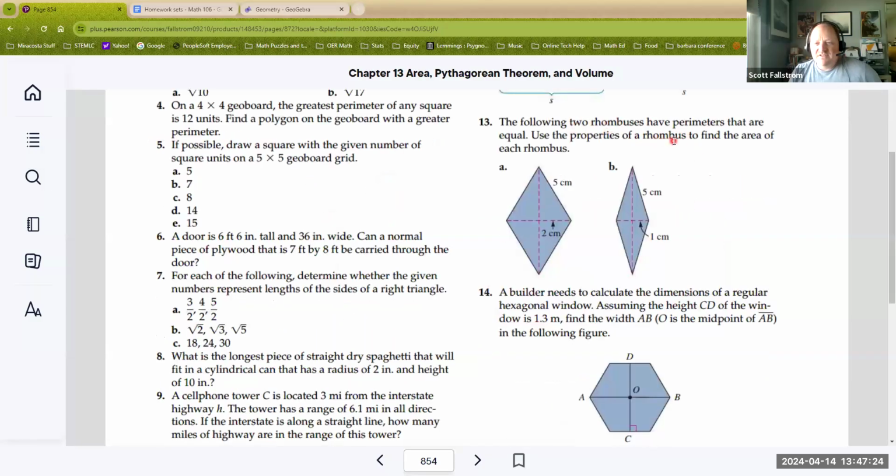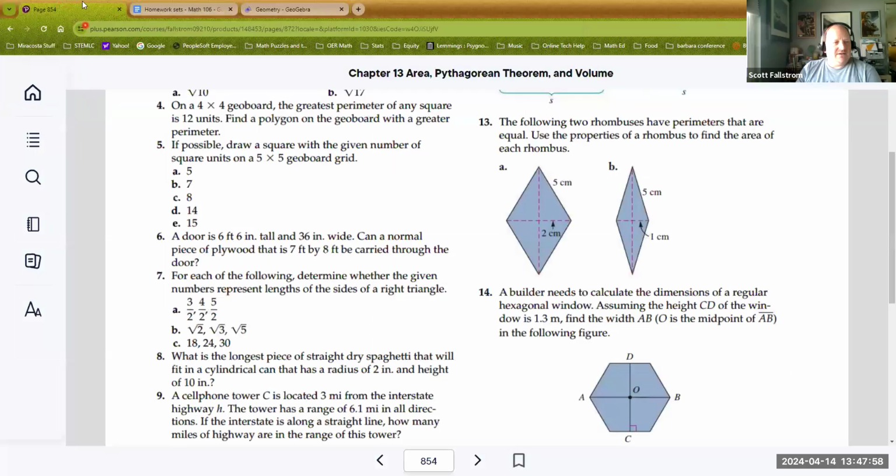The following two rhombuses have perimeters that are equal. Okay, that makes sense. Use the properties of a rhombus to find the area of each rhombus. Aha, okay. So what we will need to do is, got it. So all the sides are 5 centimeters long. And basically, you can think of making 4 triangles here and 4 triangles here. Find the area of one triangle and then use it to find the rest. Find the missing pieces.